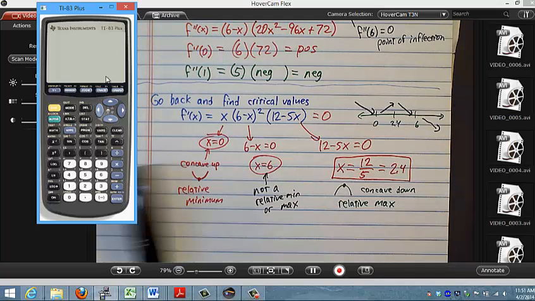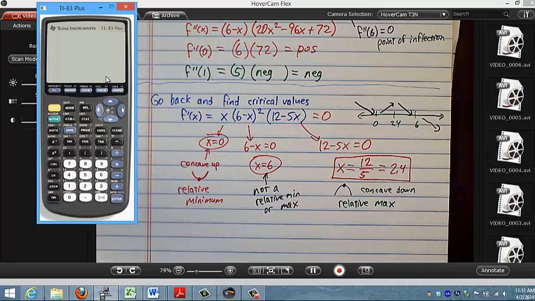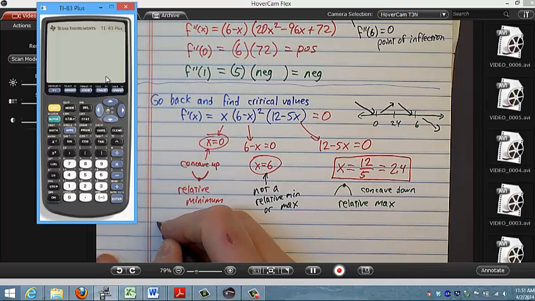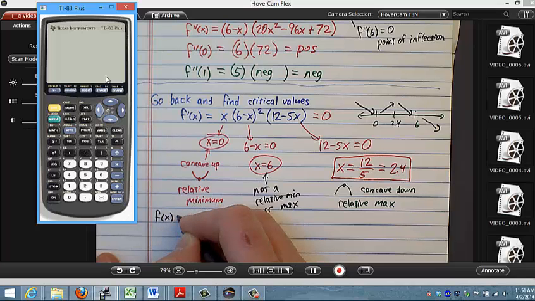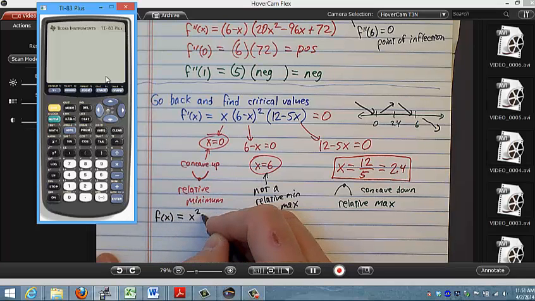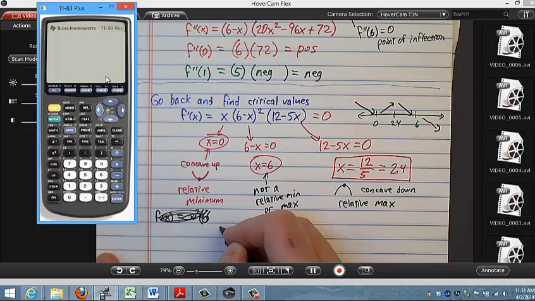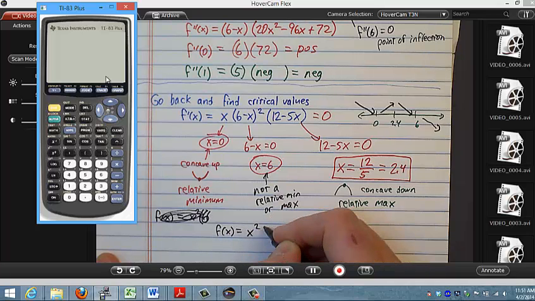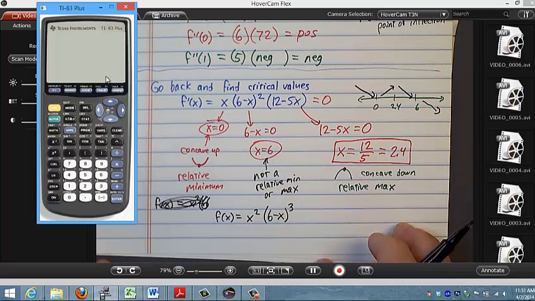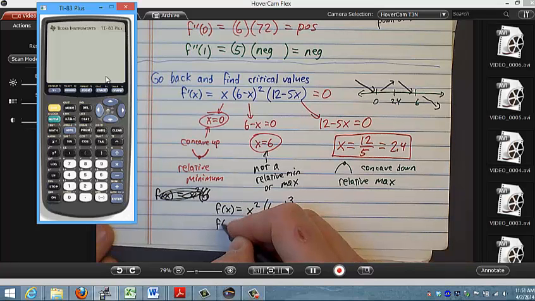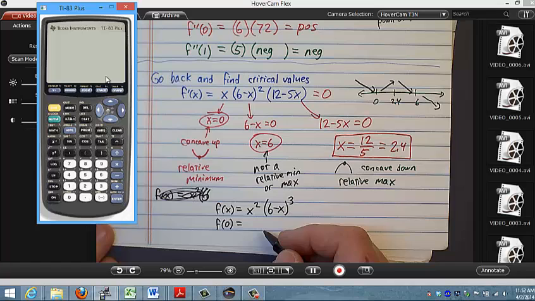Let's put these values into the calculator. Into what? Into the original function. The original function was f of x equals, boy, it feels like a long time ago now. It was x squared times, let me do it again. F of x equals x squared times 6 minus x cubed. So for example, I know that f of 0 equals what? 0. And I know that f of 6 equals 0 also.